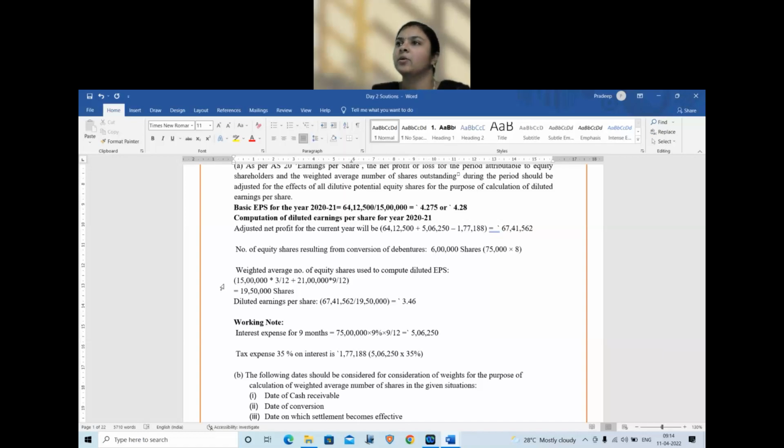19 lakh 50,000. So here, both in the numerator and denominator, that 9 months criteria is applicable because the date of issue of debentures is not the beginning of the year or previous year. The date of issue is current year, middle of the year. Okay? Highlight it and make a note of it.